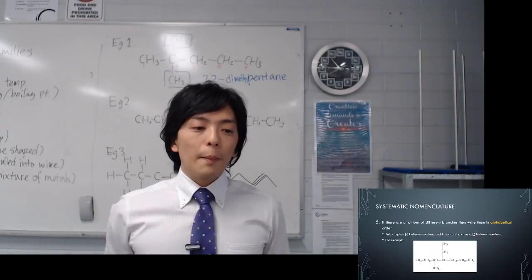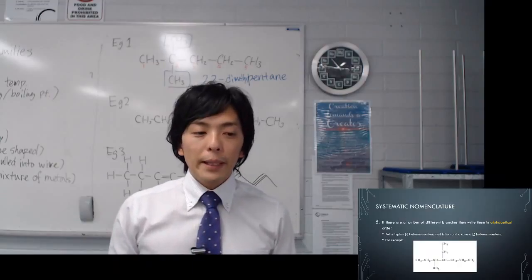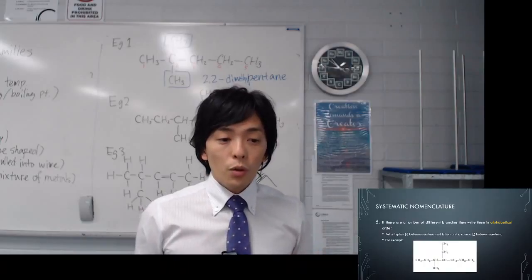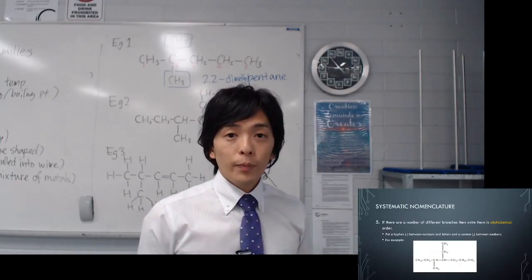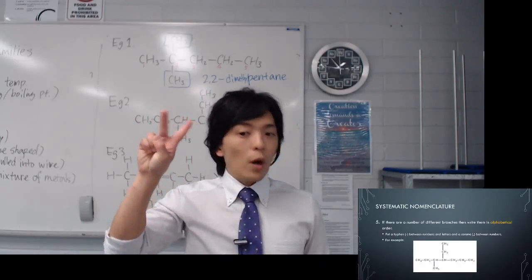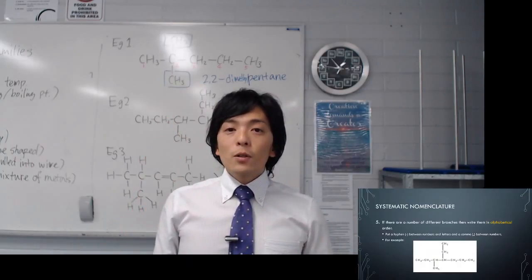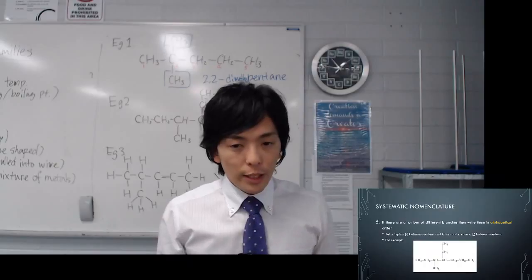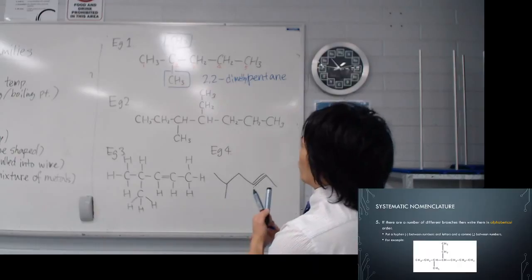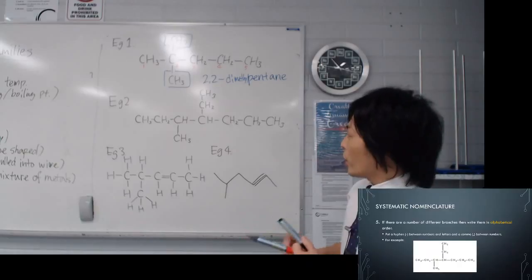So if there are a number of different branches, then you write them in alphabetical order. You don't go with the position of those branches. You go with alphabetical order of those groups. Now, for year 11s, you would expect only methyl group or ethyl group, 1 carbon or 2 carbon branches. So ethyl would be appearing before methyl in the name that you write. Okay. So let's try that. That's the example that I put in a lecture note as well.